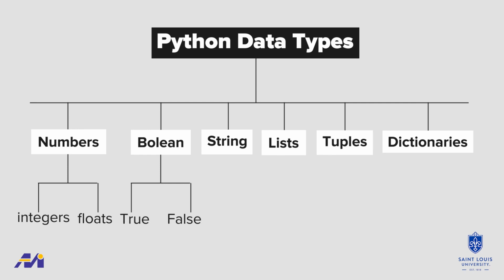Different data types that can be stored in variables in Python are numbers, which can be different types like integers and floats, Boolean values, which are either true or false, strings, which are just plain texts, lists, tuples, and dictionaries that we're going to talk about in this lesson.